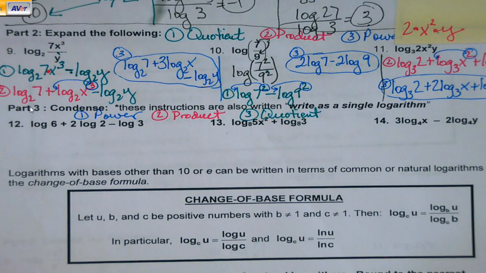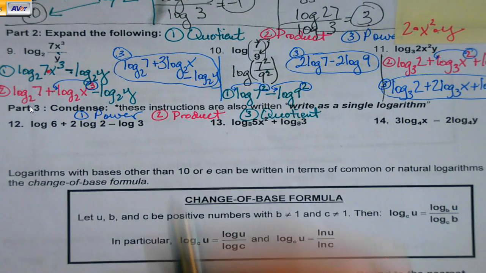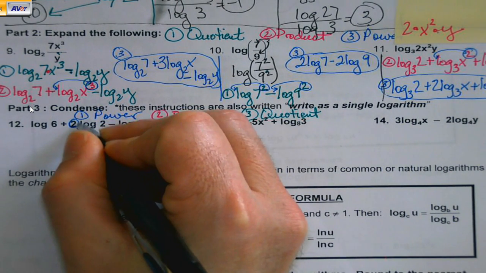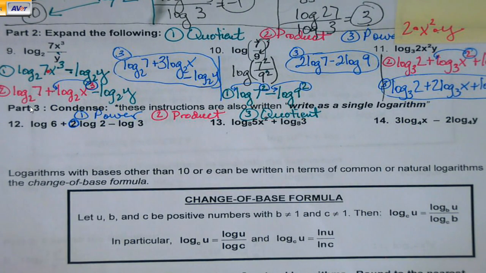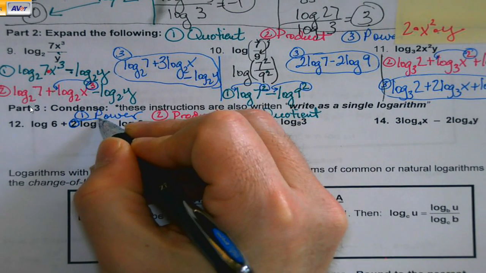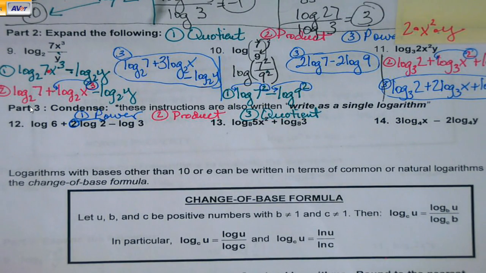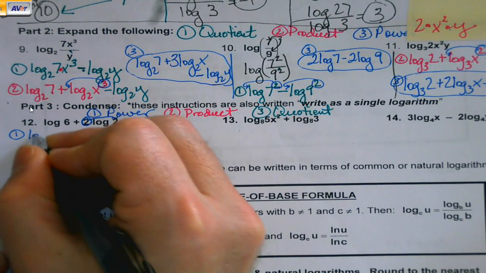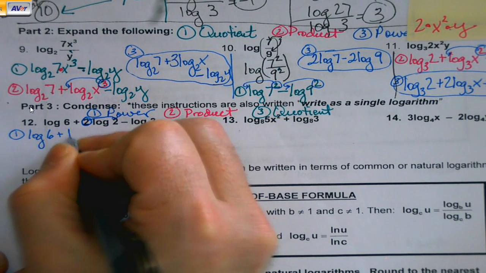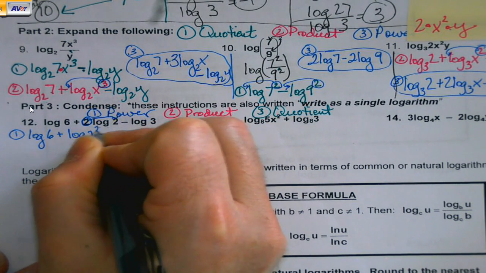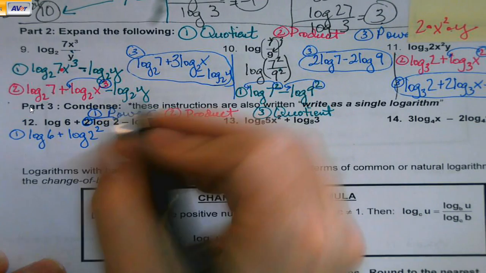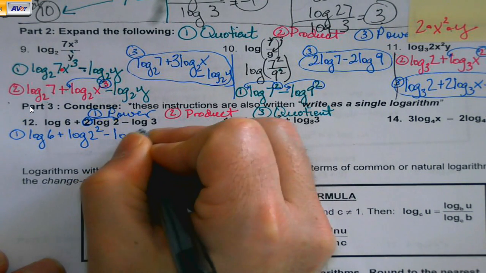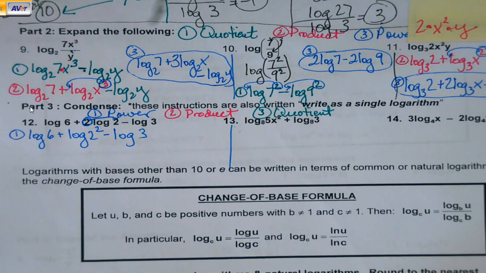So, power. Now again, I'm not looking for exponents here. I'm looking for coefficients that are in front of my log. Those are going to turn back into exponents. So here, log 6 plus log 2 squared, there's my 2 back as an exponent, minus log 3. And I would suggest doing them one at a time and not trying to do multiple steps at once, because that can really get messy.